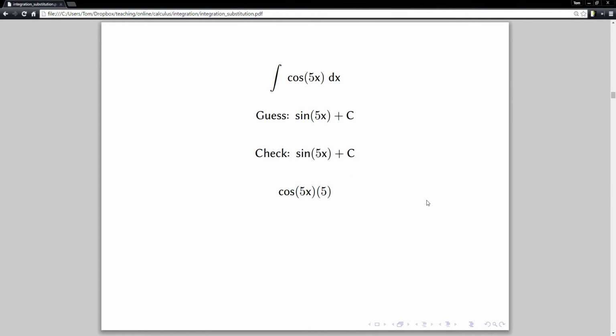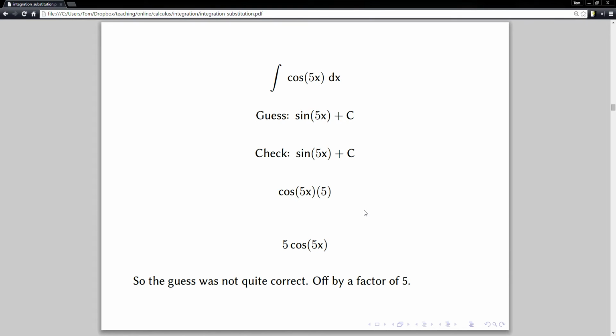And of course, the derivative of any constant is just 0. So when I go to check, I get that the derivative is 5 cosine 5x, not cosine 5x. So you can see that I wasn't far off, right? I'm only off by that factor of 5 right there. Okay, and that's easy to fix.